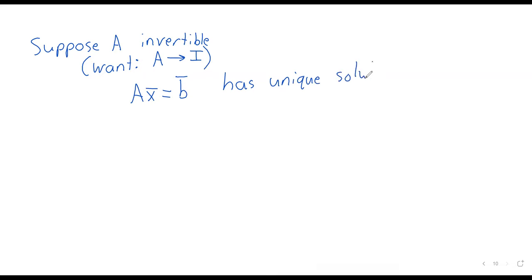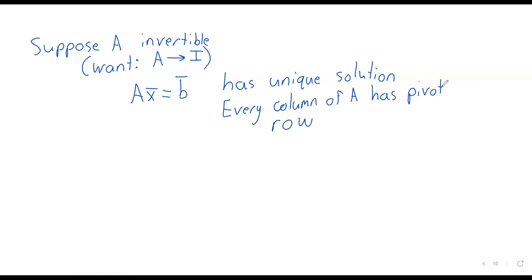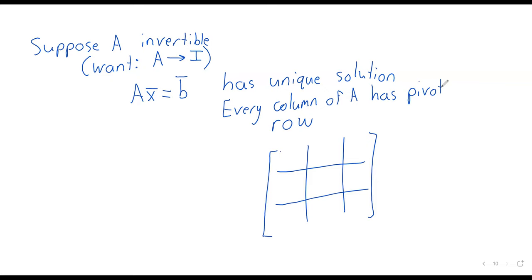unique solution. The uniqueness of solutions says that every column of A has a pivot. For that matter, the existence of solutions tells you that every row of A has a pivot. So if you imagine, say, a 3 by 3 matrix, where are the pivots?